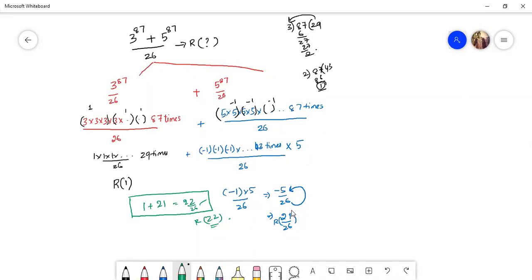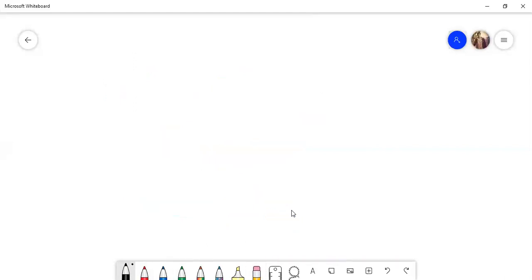I hope Mallikarjun, you are here. Yesterday or the day before yesterday, we started this concept of unit digit. People who weren't available, you can just go through this one, the concept of unit digit.